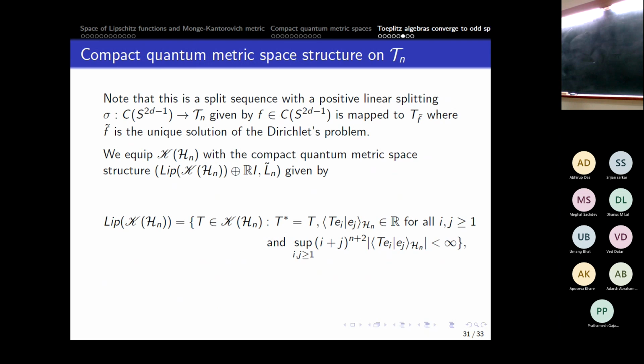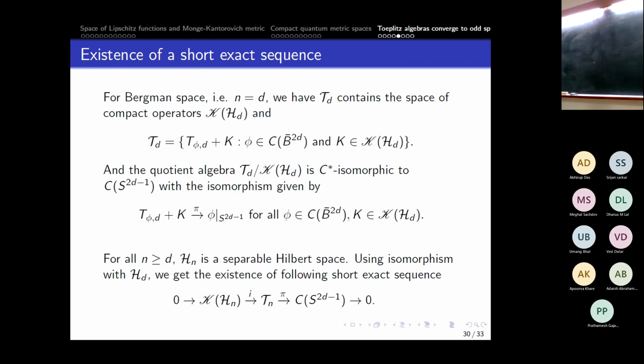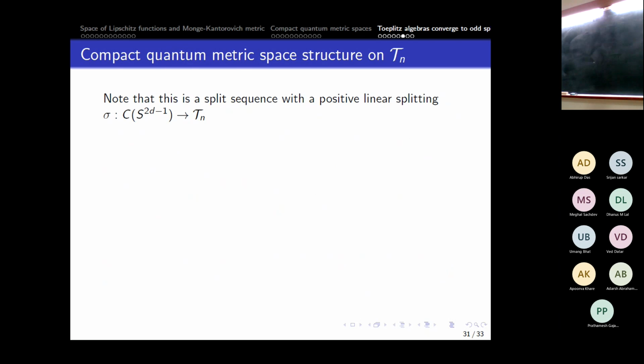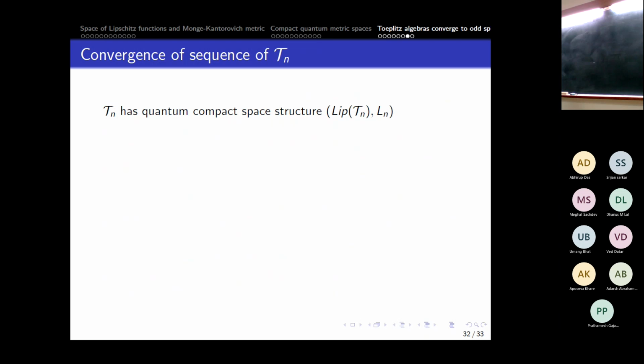On KHN, we can take countably many structures, but for fixed n, I'm going to fix one structure. This is the same structure which was in Professor Chakrabarti's example 1. There we had the decaying condition (i plus j) power k. Here I'm taking k to be n plus 2. Why am I taking plus 2? Because k was greater than 2, and n can be 1 also. So we are making sure that n plus 2 is always greater than 2. Then the tau n will have this compact quantum metric structure.